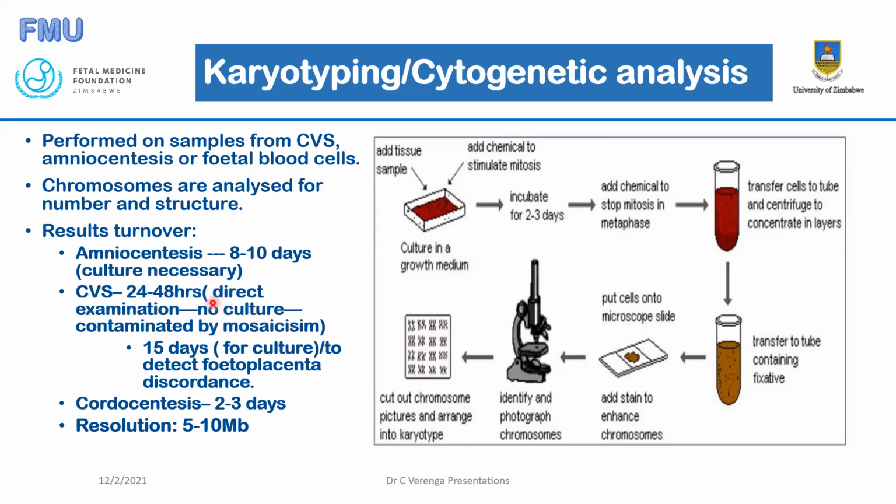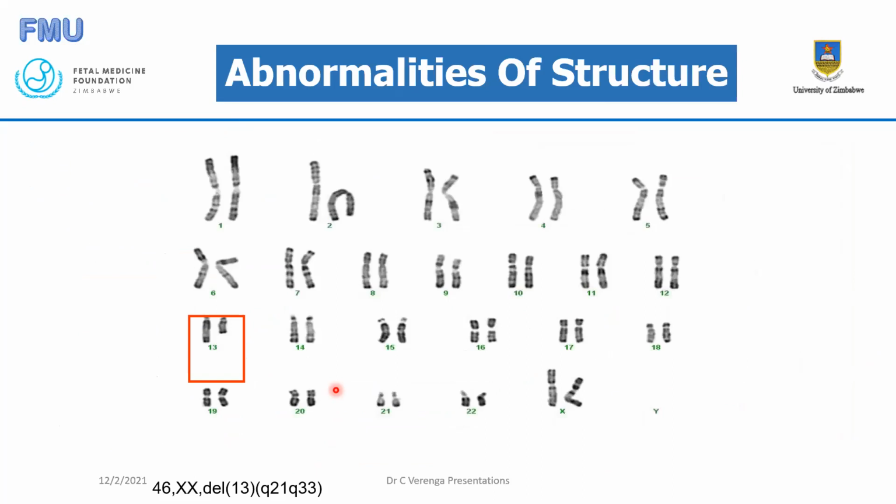You may have placenta-confined mosaicism. That means it's just on the placenta, but not there at the level of the fetus. As a result, if you just take the result from the direct, you may actually mislabel a fetus as having an abnormal karyotype when it is normal. So we then have to wait for culture, which will take the same number of days as that for amniocentesis. Right, I think on karyotyping, I've emphasized that.